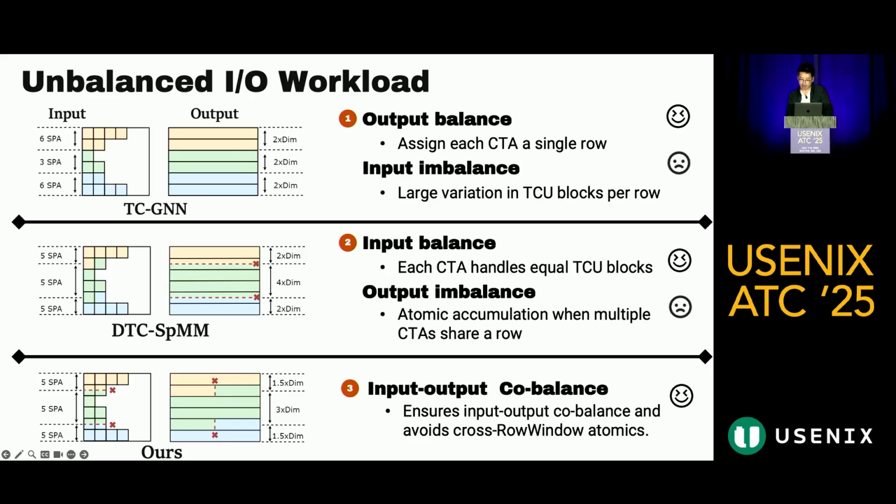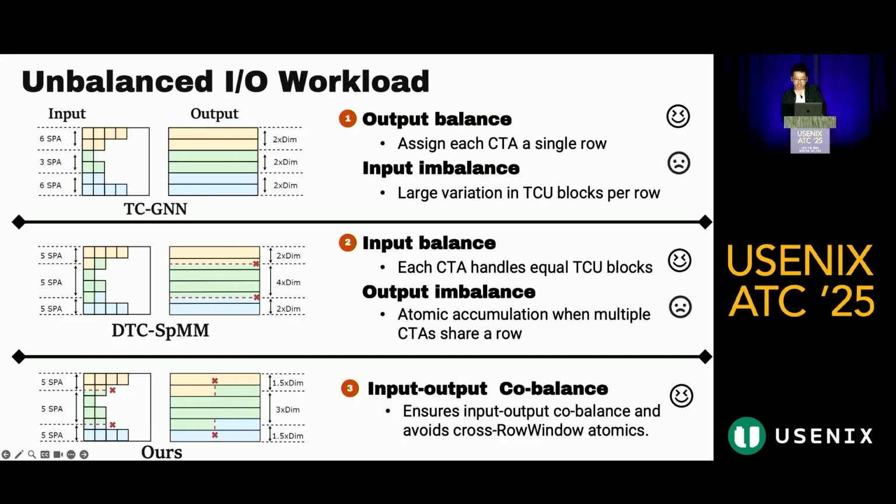Now let's take a look at the input balancing, which is introduced in DTC-SpMM. This time, each CTA is given the same number of TCU blocks, so the input is evenly balanced, but now the output becomes mixed. When one load window has lots of TCU blocks, then multiple CTAs have to merge their results, which requires an atomic operation. And these atomic operations are very expensive for GPU, with slow finish time. And when a CTA writes to multiple load windows, the output cost varies between CTAs, which again causes the imbalance.